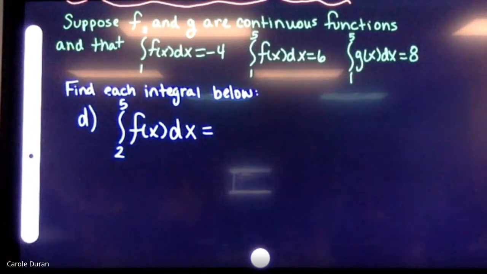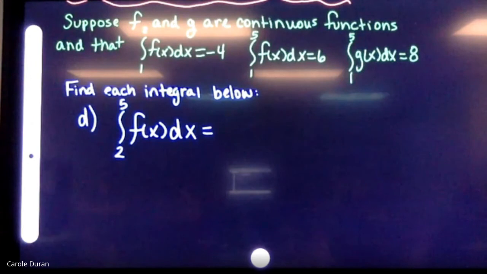I would like the integral from 2 to 5 of f of x dx. Do I have an integral that goes from 2 to 5 for the function f of x? No, so I'm going to have to use what I have to build that interval. What information do I have about f of x dx? What have I been given? You have 1 to 2 and 1 to 5.